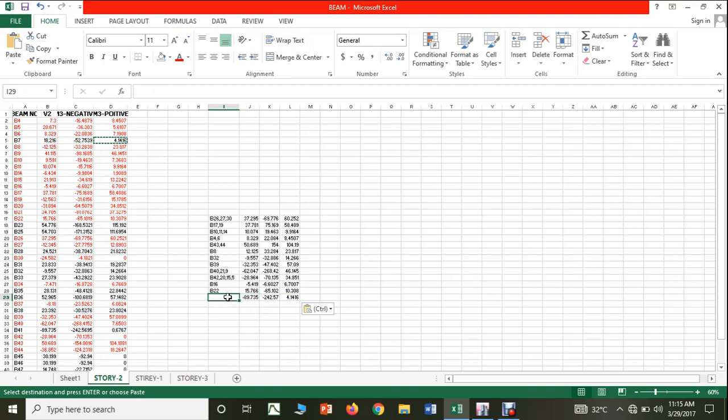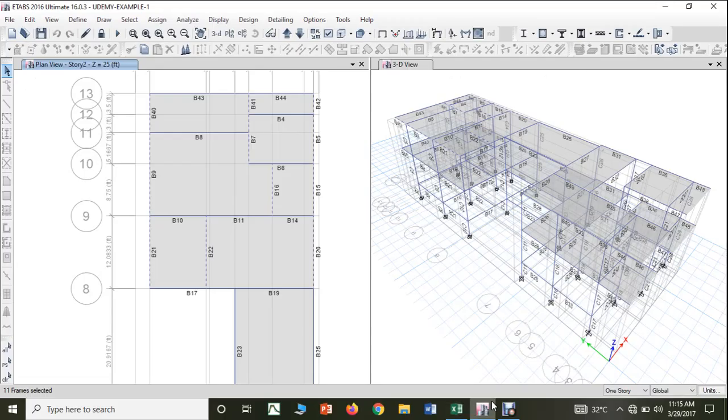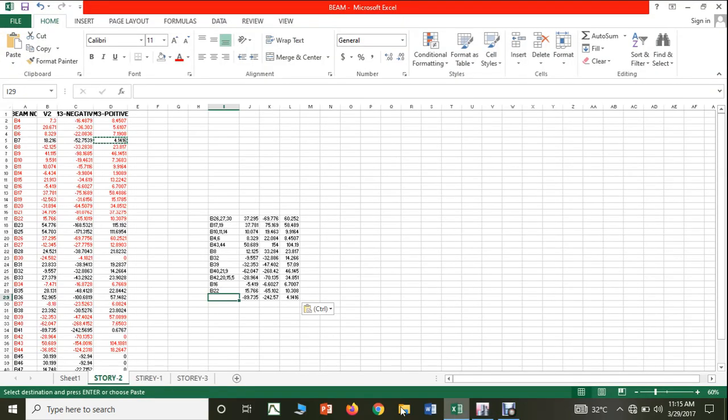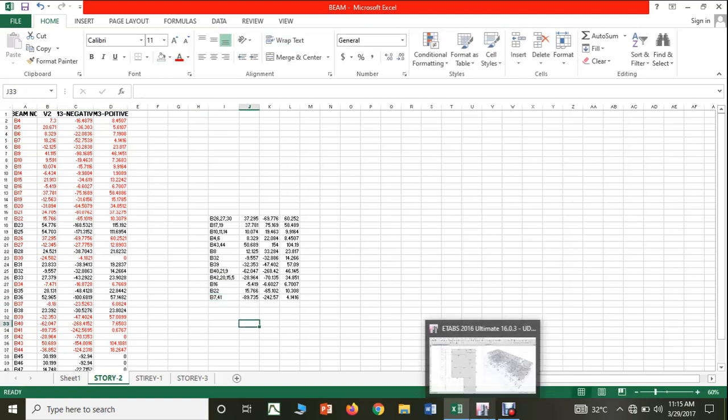So I can go to beam 7 and what is the value, beam 7 and 41. Okay, yes.